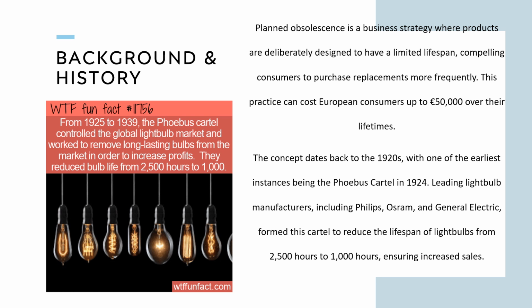So planned obsolescence was a business strategy where products were deliberately designed to have a limited lifespan, compelling consumers to purchase replacements more frequently. This practice can cost European consumers up to 50,000 euros over their lifetimes. This concept dates back to the 1920s, with one of the earliest instances being the Phoebus cartel in 1924. Leading light bulb manufacturers, including Philips, Osram, and General Electric, formed this cartel to reduce the lifespan of their light bulbs from 2,500 hours to 1,000 hours, ensuring increased sales.